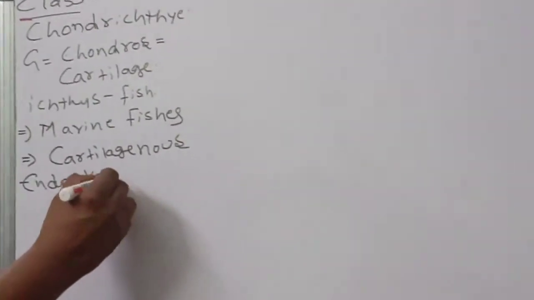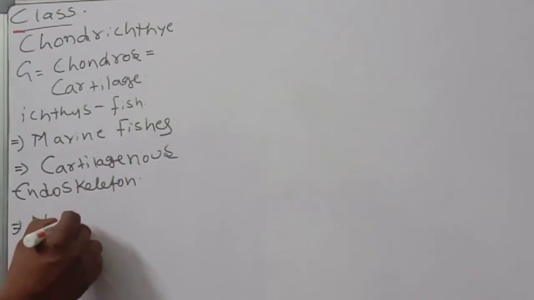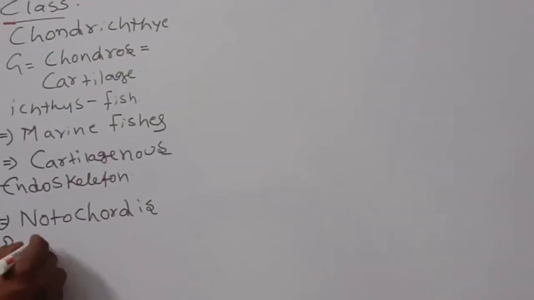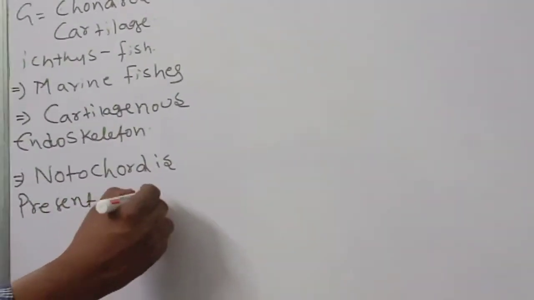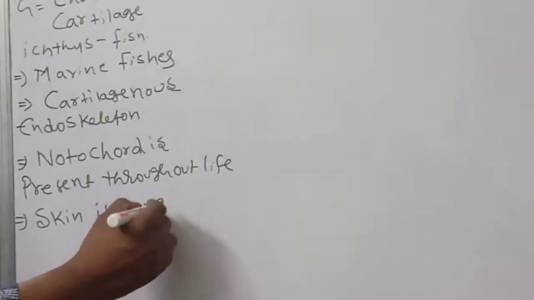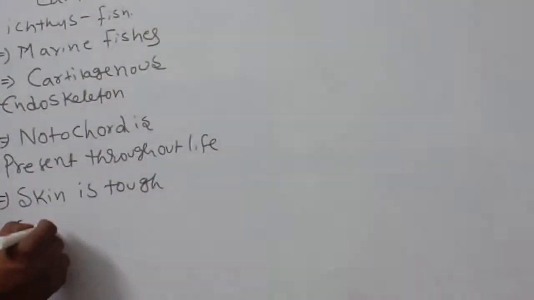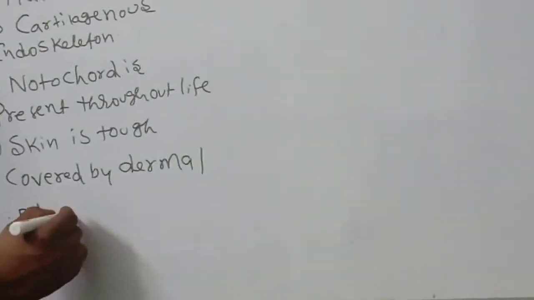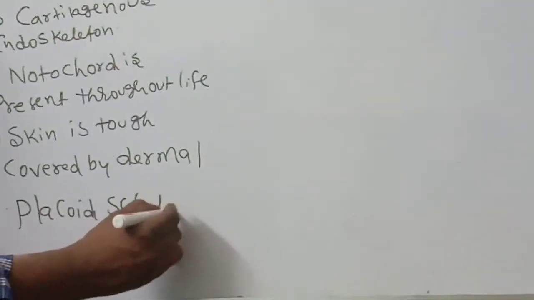So the skeleton is made of cartilage: cartilaginous endoskeleton. Next, the notochord is present throughout life. This point you should remember. Next, the skin. The skin is tough and covered by dermal placoid scales. Very important point. Placoid scales.